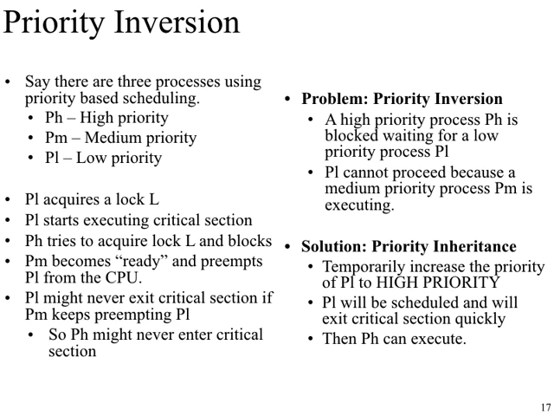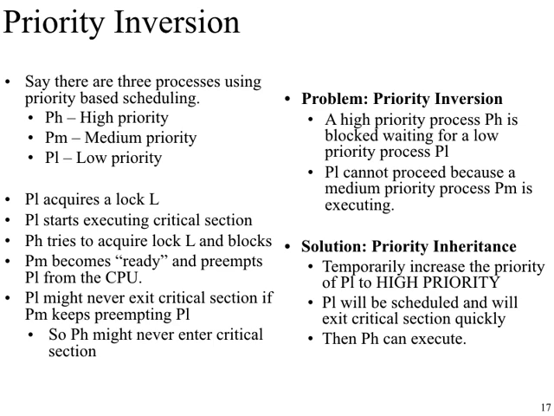So already we have a situation where a high priority process is blocked waiting for a lock to be released by a low priority process. This itself is not a problem as long as PL exits the critical section successfully. However, it may happen that PM, a medium priority process, becomes ready and preempts PL from the CPU. Since PM has a higher priority than PL, PM can preempt PL.